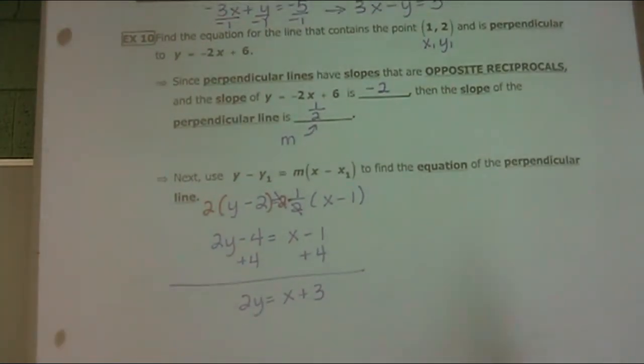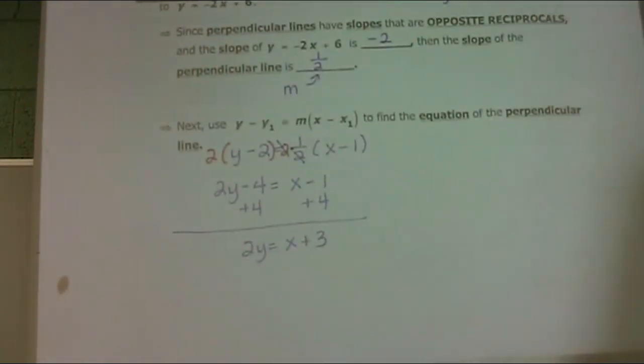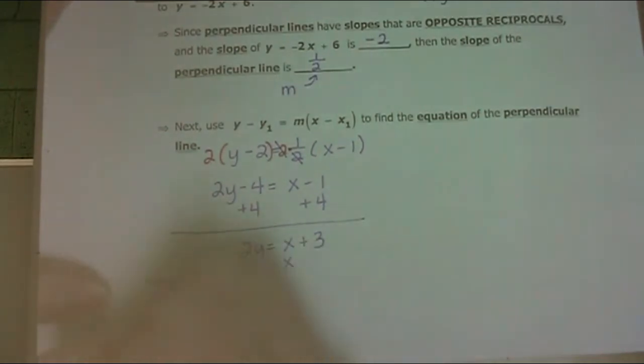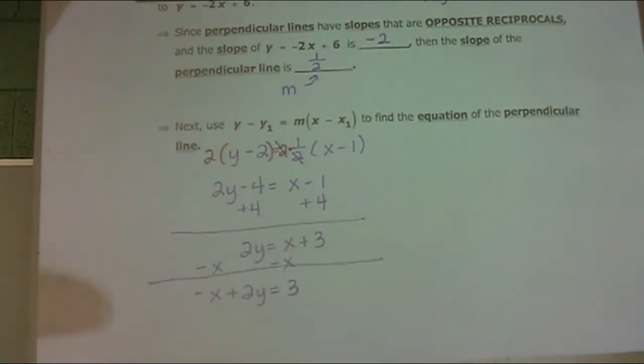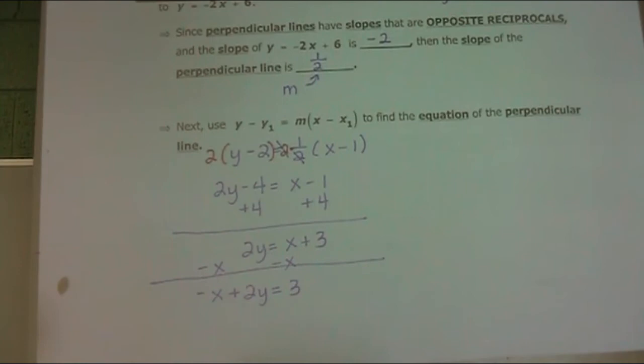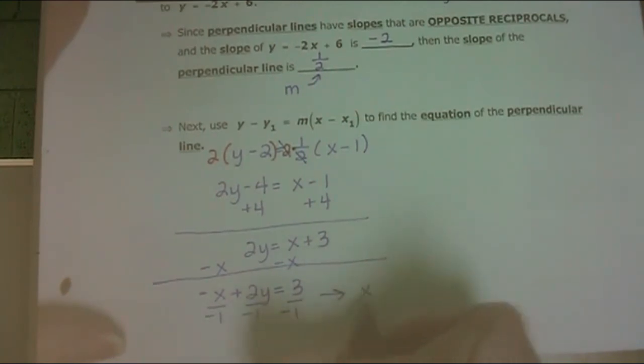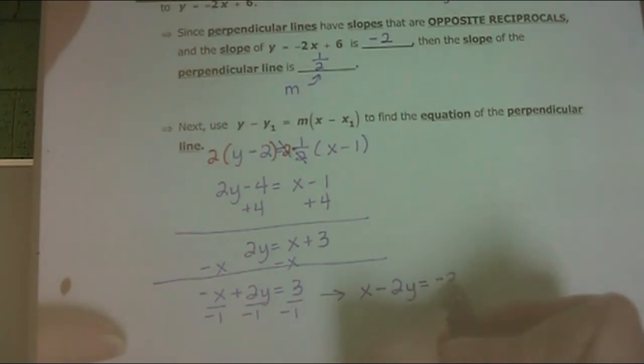Now we're going to want to subtract x from both sides to get our equation in standard form. So subtract x. I have negative x plus 2y equals 3. And I can't have a negative in front of x, so I'm going to divide all three parts by negative 1. This is going to give me x minus 2y equals negative 3.